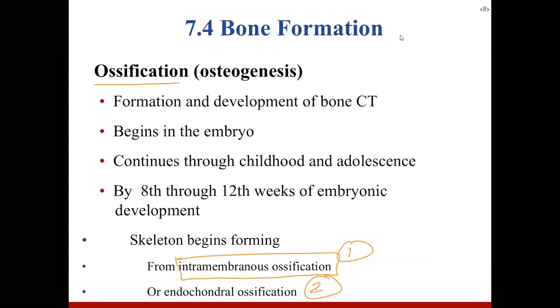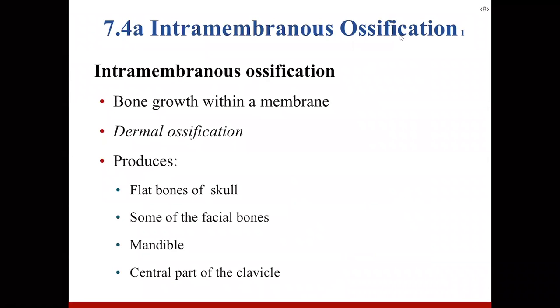Let's just start with that. Two different ways you can form bone. Intramembranous ossification makes the bones of the skull, the facial bones, the mandible, and the clavicle, which is like your, I can't think of it, the collarbone.